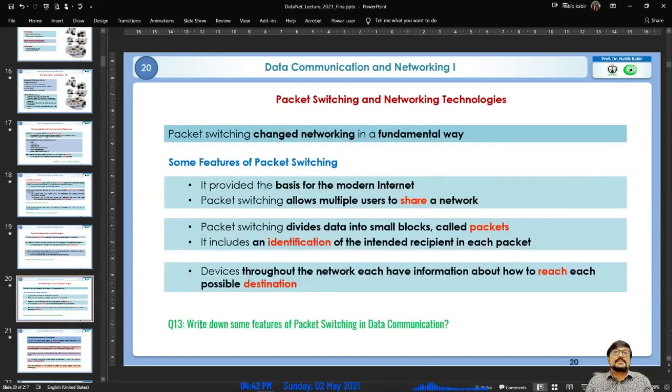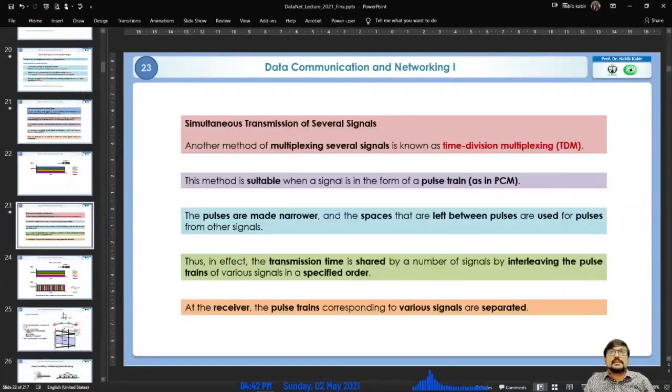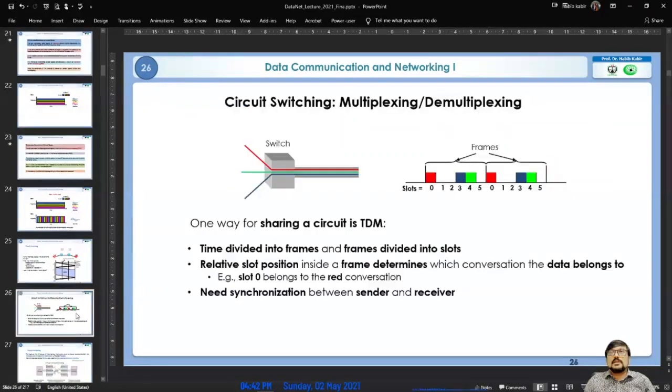Then 13 is: write down the features of packet switching. Features means it can be shared, a basic thing of models like the internet. It can be divided into packets. An identification number will be there, like an envelope. Then throughout the network, they know where to go, what is my source and what is the destination. These are the features. If you understand, please write down the keywords by yourself.